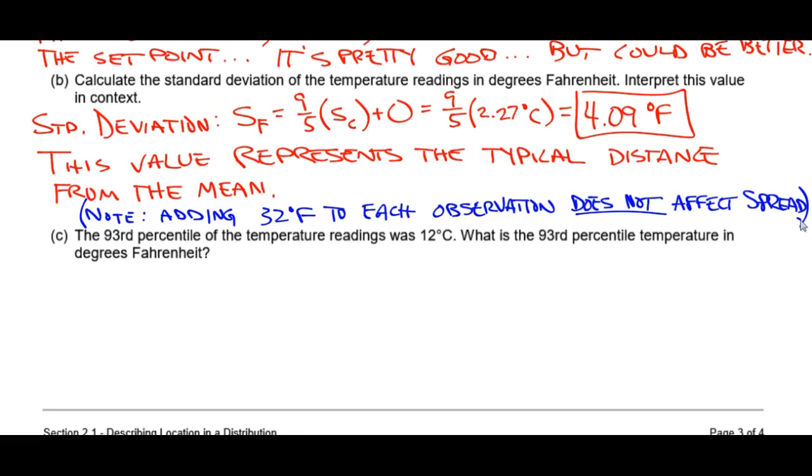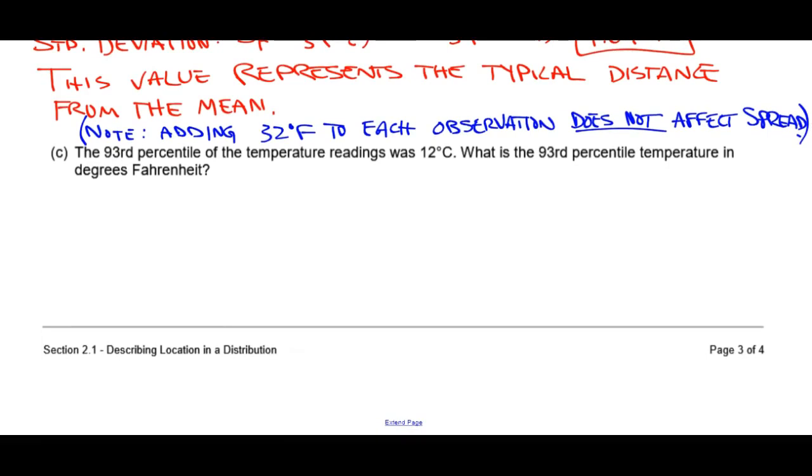Okay. The 93rd percentile of the temperature readings was 12 degrees centigrade. Do you call it centigrade anymore, or is it Celsius? I don't remember. Celsius. Centigrade is also used sometimes. Some of you are packing up. I don't know why. We have 6 minutes to go.